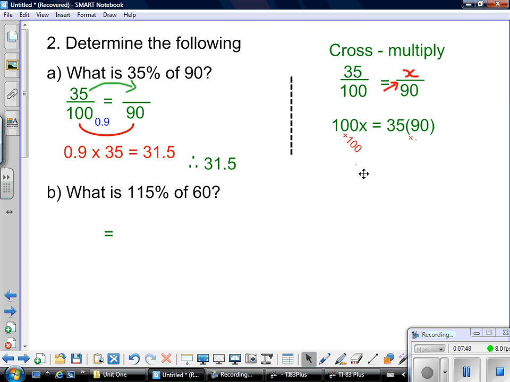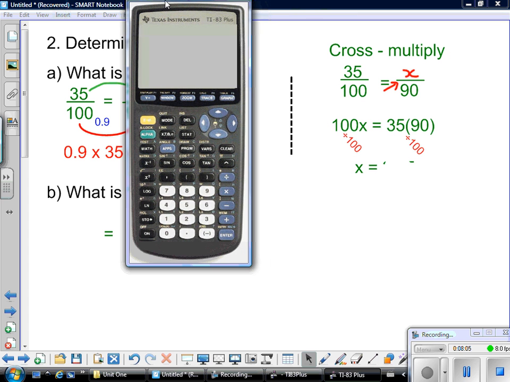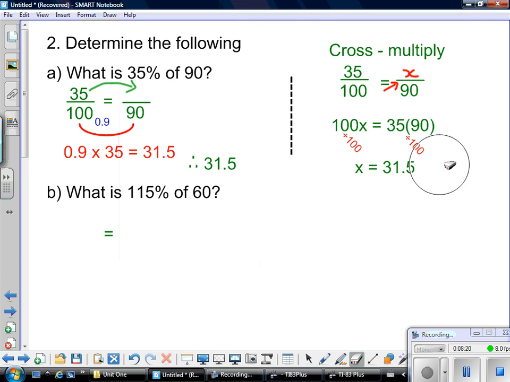divide both sides by 100. And when I do that, what I end up with is x by itself, 35 times 90 divided by 100. Just to show you that that will give us the same answer, we'll pull up the calculator again. So we have 35 times 90 divided by 100, and we end up with the 31.5 again. And again, remember, it's not percent. So let's do the next one.